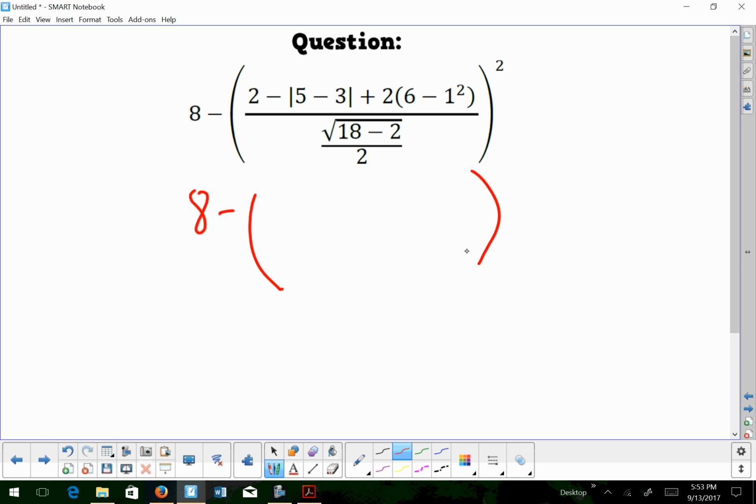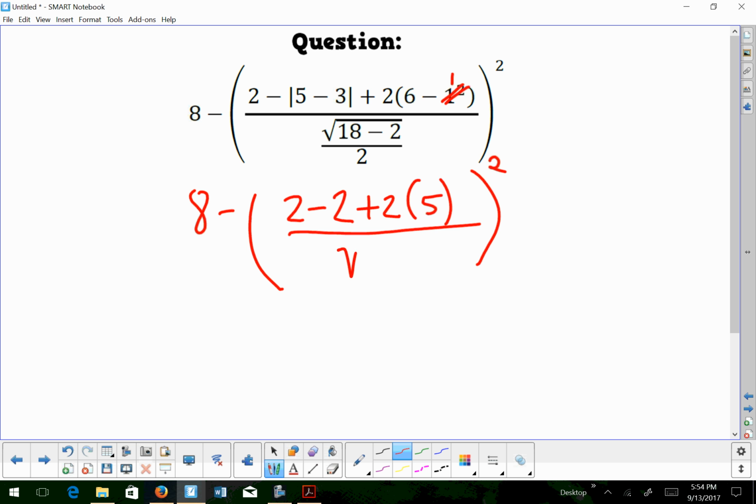So here we go. All right, I'm going to leave my 2, I'm going to leave my minus sign, and I'm going to evaluate 5 minus 3, which is 2, and the absolute value of that is 2. And I'm going to leave my plus 2, and I'm going to evaluate this grouping here. 6 minus 1 squared is 6 minus 1, right? This simplifies to 1. 6 minus 1 is 5. Oops, I forgot to put that square sign. And now to evaluate this grouping here, the square root of 18 minus 2 is 16.